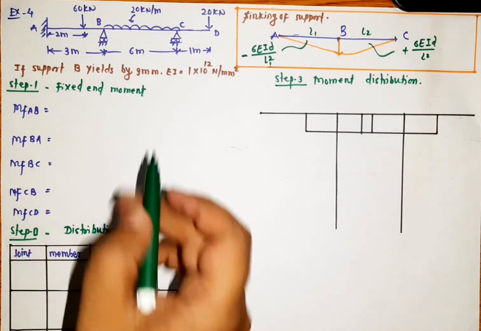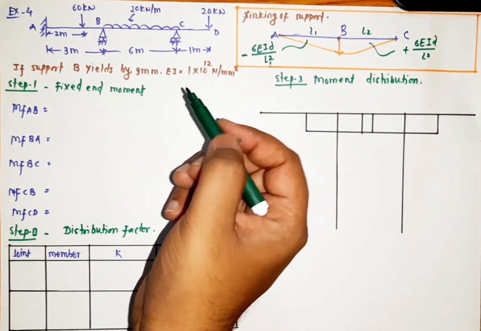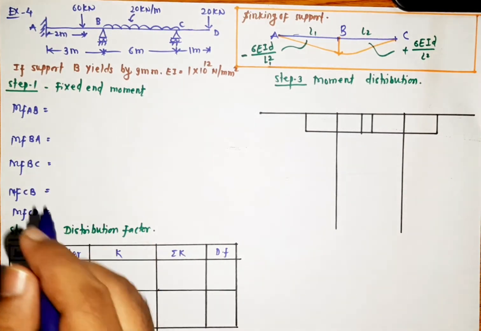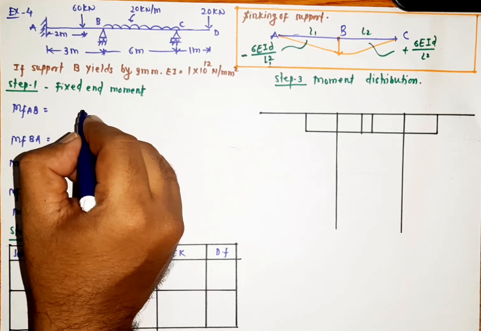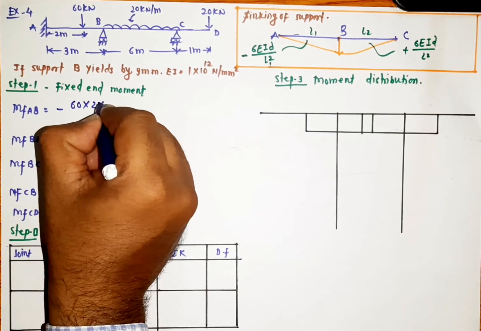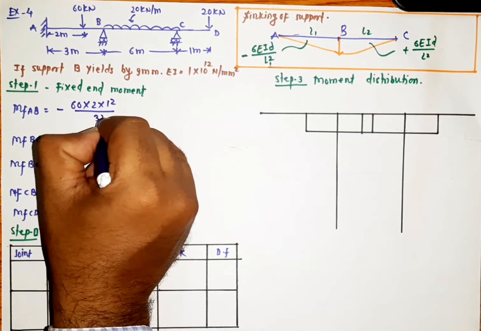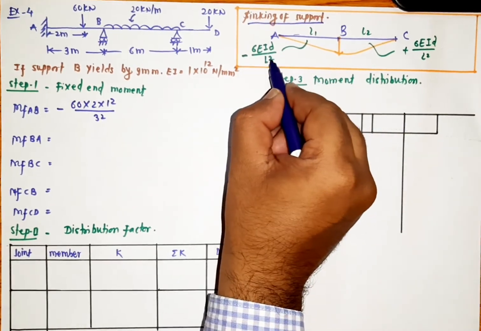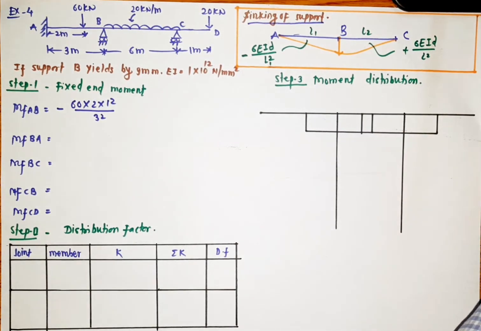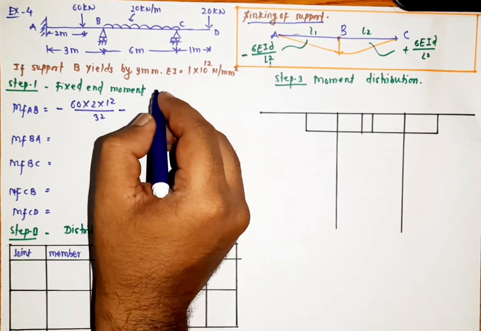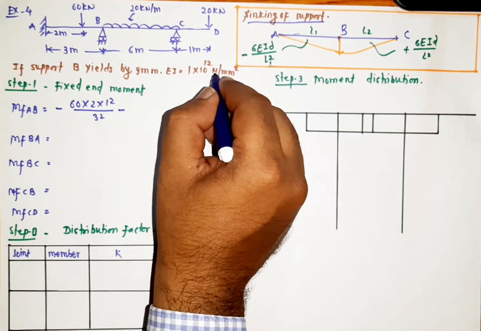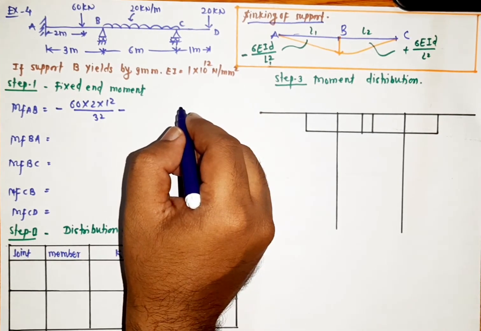So let us consider the support is sinking by 9 mm. When we convert it into meters, it will be 0.009. First calculate MFAB. This is the eccentric loading, that is W a b square divided by L square, so it will be minus 60 into 2 into 1 square divided by 3 square. Now, as per the formula, we have to subtract 6EI delta divided by L square. That means left of the sinking we subtract, right of the sinking we add 6EI delta divided by L square. So I am subtracting 6EI delta. EI itself is 1 into 10 raised to 12 in newtons. When we convert into kilonewtons, it will be 1 into 10 raised to 3 kilonewton meter square.